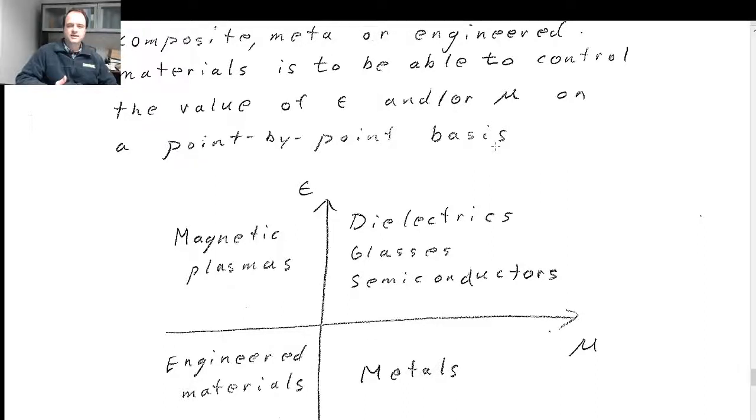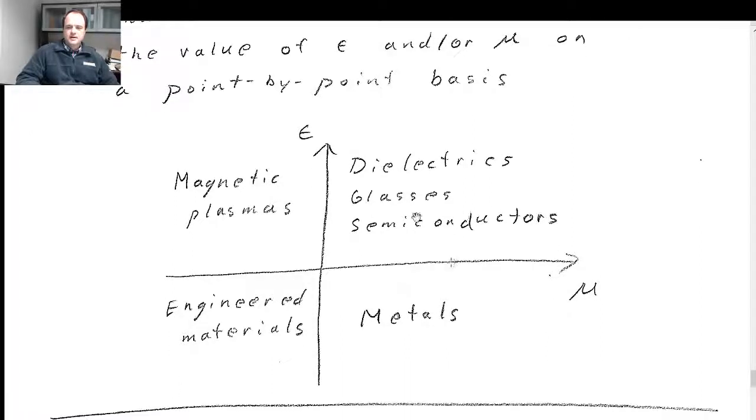Sometimes you want epsilon to be positive and mu to be positive. In that case, we have naturally occurring materials that have epsilon positive and mu positive. Those are dielectrics, those are glasses, those are semiconductors, quite often. We have epsilon that's negative and mu positive. Those are metals in the optical regime, in IR. And we even have materials that have mu negative but epsilon positive. Those are called magnetic plasmas.